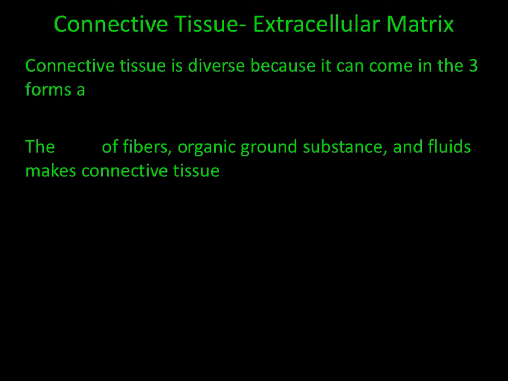As mentioned before, connective tissue is so diverse because it can come in three different forms: solid, semi-solid, or a liquid. And it's the ratio of fibers, organic ground substance, and fluids which makes connective tissue so diverse.